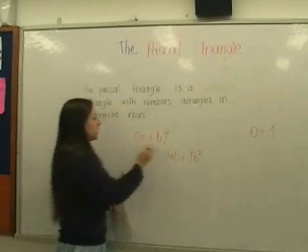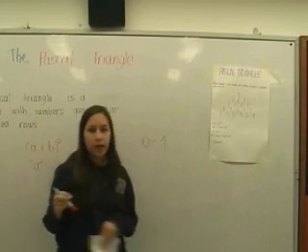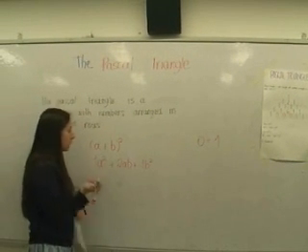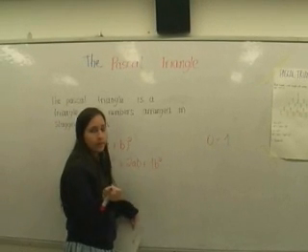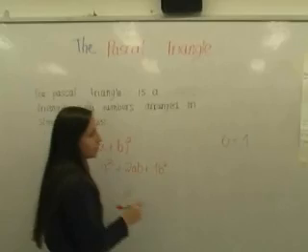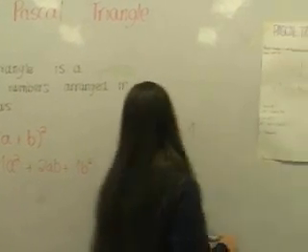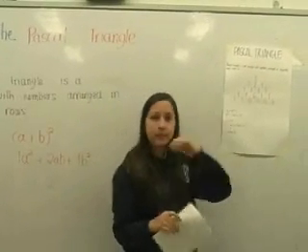as this binomial is squared, use the second row of the Pascal triangle, and the answer will be 1a squared plus 2ab plus 1b squared. So as you see, the second row of the Pascal triangle has 1, 2, and 1.